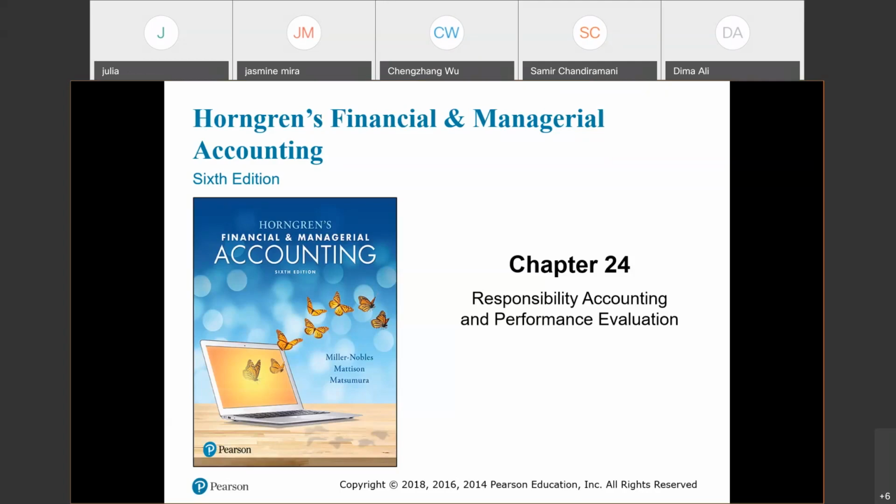Well, in this chapter, we again look at the budgets, but in a slightly different context. First, we consider how different types of business units need to be evaluated in different ways. And then we also consider the use of non-financial measures for measuring the performance.